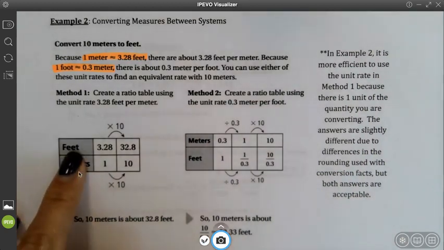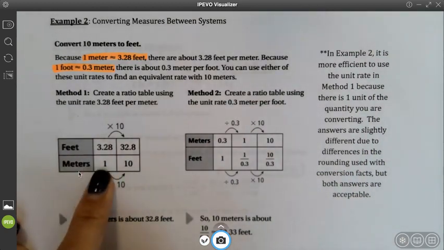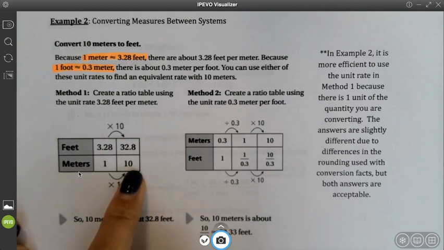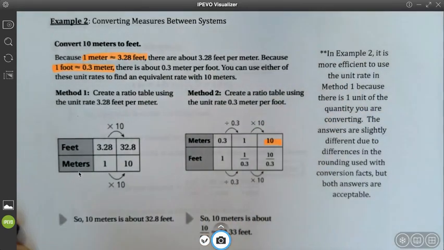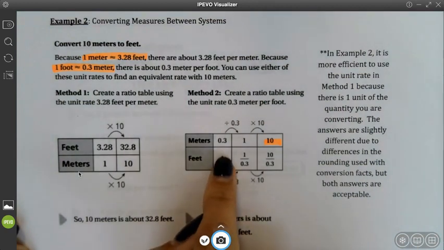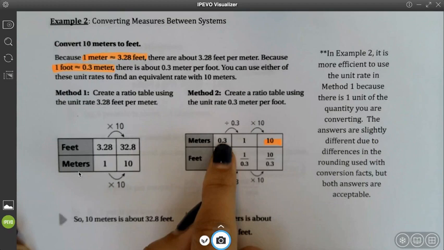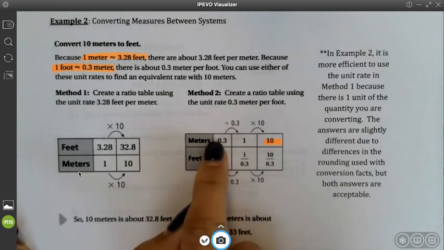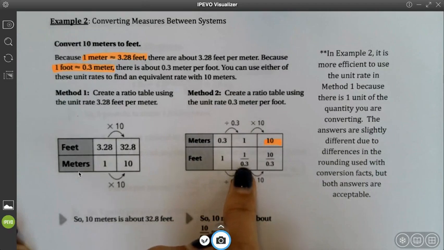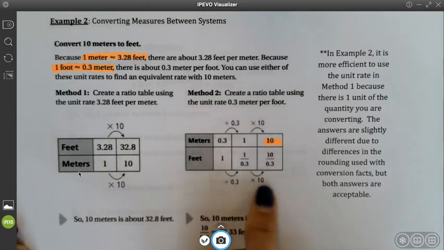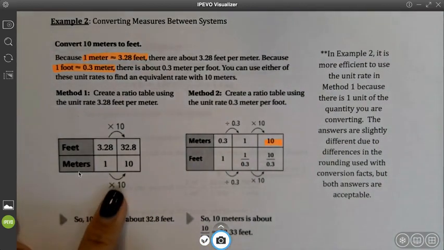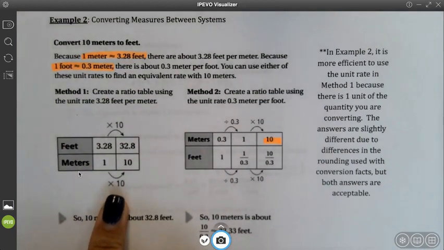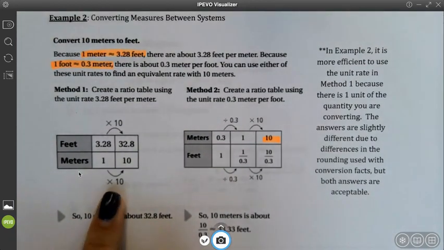Here we have feet and meters being compared, and we have our unit rate, and we're trying to get 10 meters. So we multiply by 10. We have the other unit rate set up here. We're trying to get to 10. So what we did is we converted the 0.3 or 3/10 into 1 meter by dividing by 3/10. And we do that down here. And then we multiply by 10 and multiply by 10. Now you'll notice that this method is a bit more complicated than this method. So you want to look at which unit rate would be more effective for you.